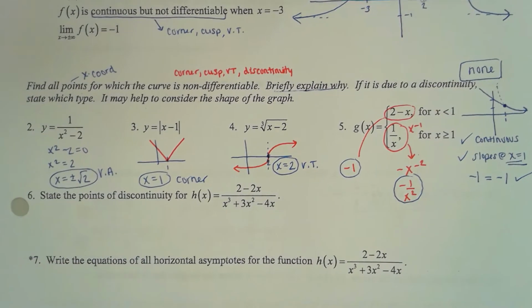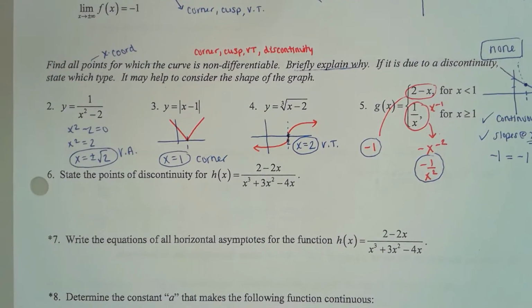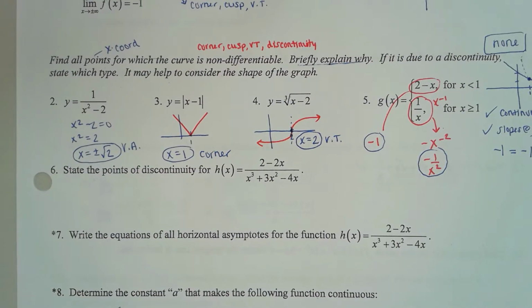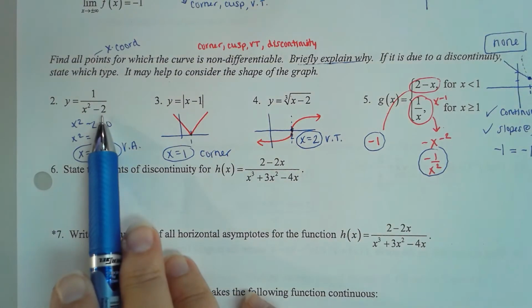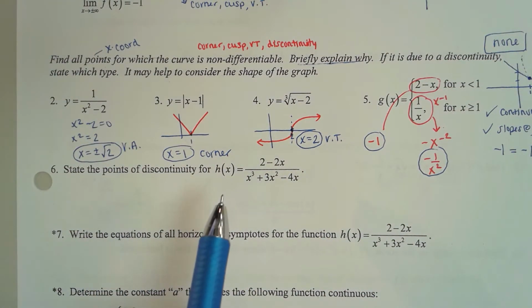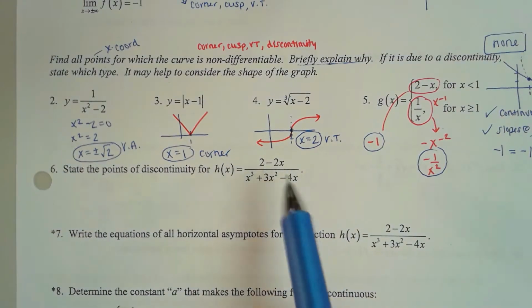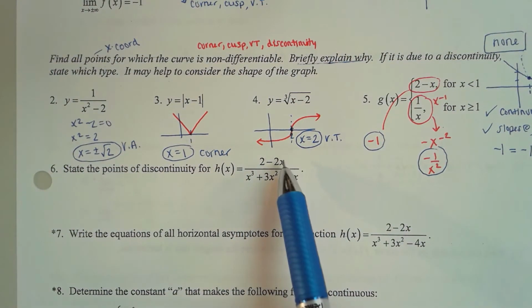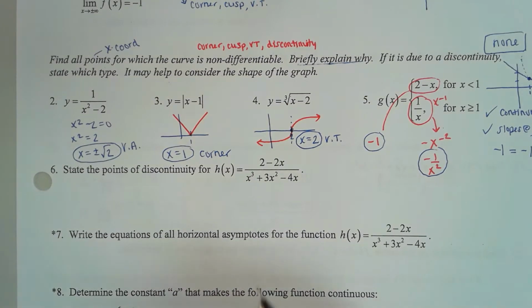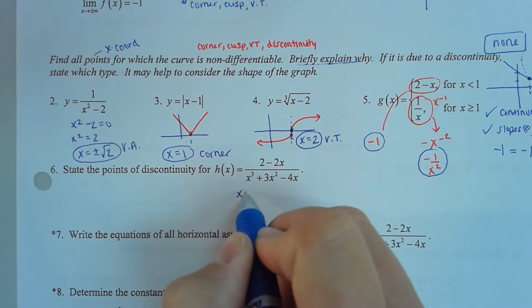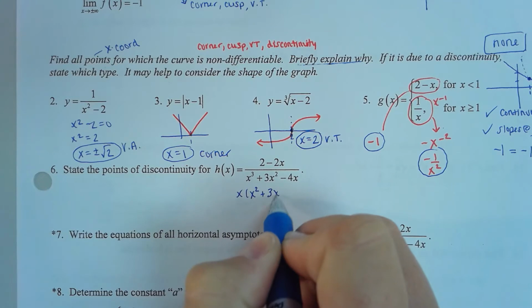All right. Let's take a look at number 6. Number 6 says, state the points of discontinuity. We kind of talked about this with number 2. Discontinuities are holes, asymptotes, jumps. And in a rational function, there's either holes or vertical asymptotes, and we find those by setting the denominator equal to 0.